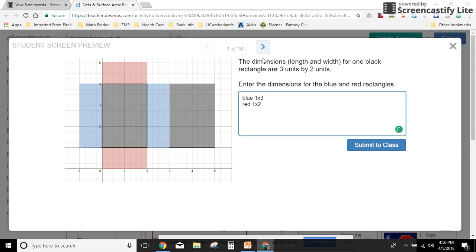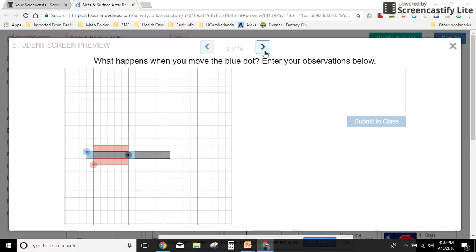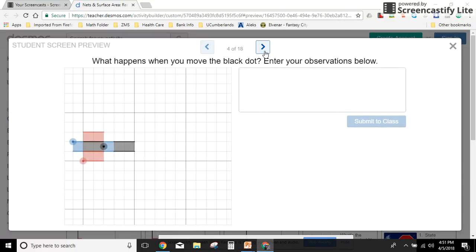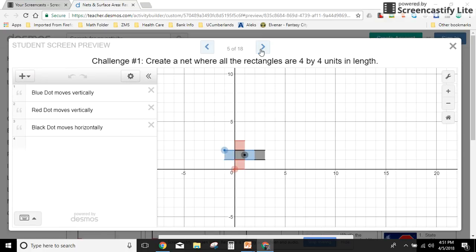All right, great. Now I'm going to skip ahead to slide number 4 because they all do the same thing. It wants you to move these points, these vertices, and basically if I move these vertices, the area of each rectangle either gets larger or smaller. Now, if everybody will go to slide 5. Slide 5 is a challenge. It wants you to create a net where all the rectangles are 4x4 units. So I'm going to go ahead and do that.